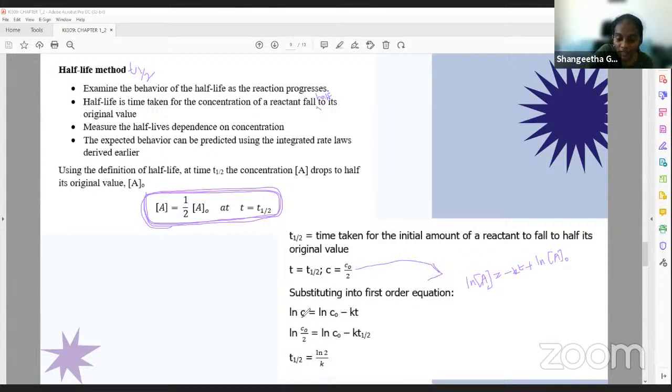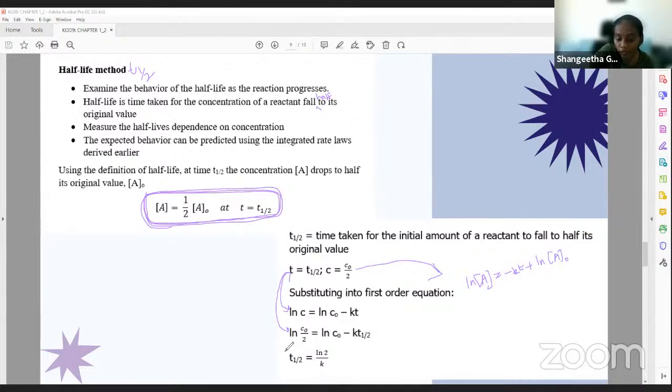When you put the values inside here, it becomes ln C equals ln C naught minus kt. That means there is a rearrangement, right? So you just take ln A minus kt. From there, you know your C. Now you substitute this in order to get this. So your C becomes C naught over 2, and then your C naught remains, and your t becomes t half-life.